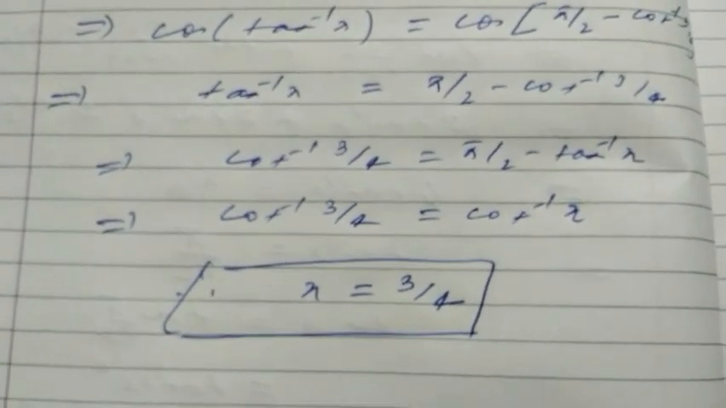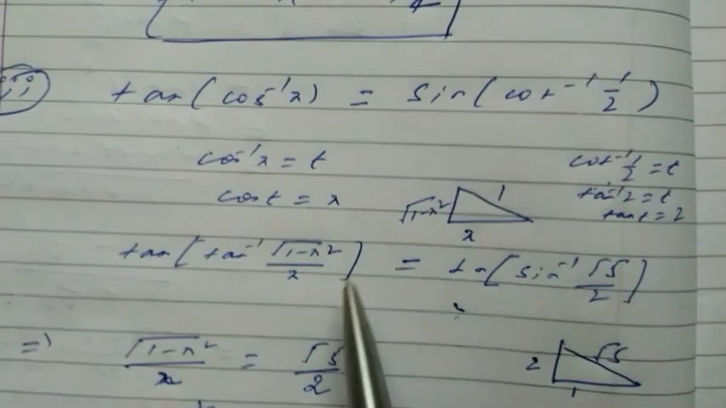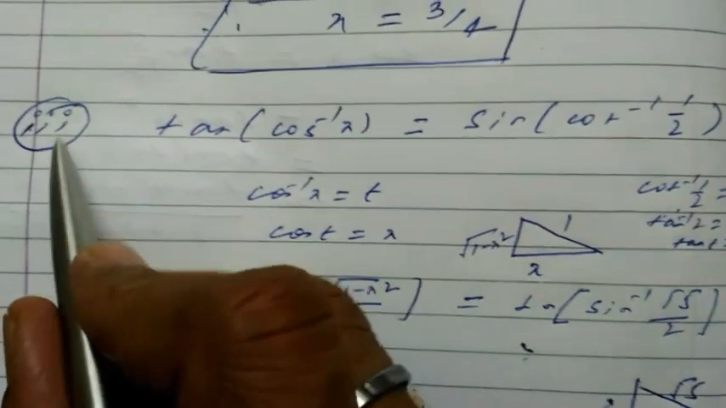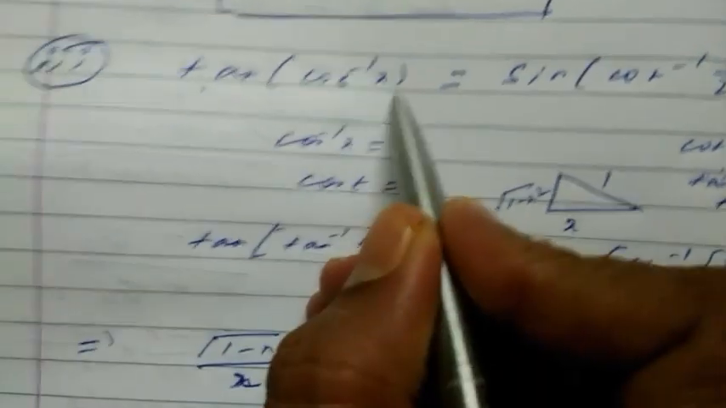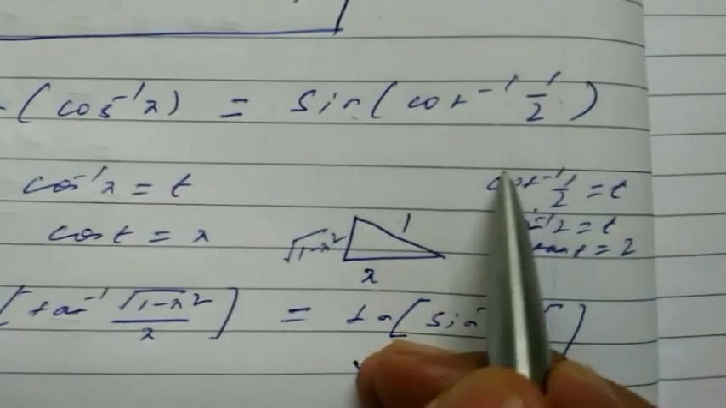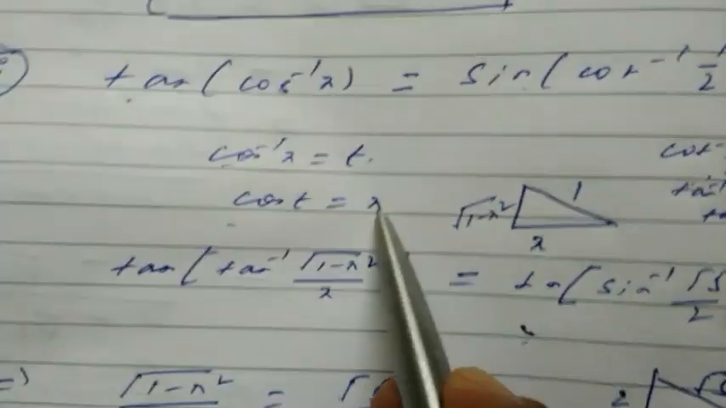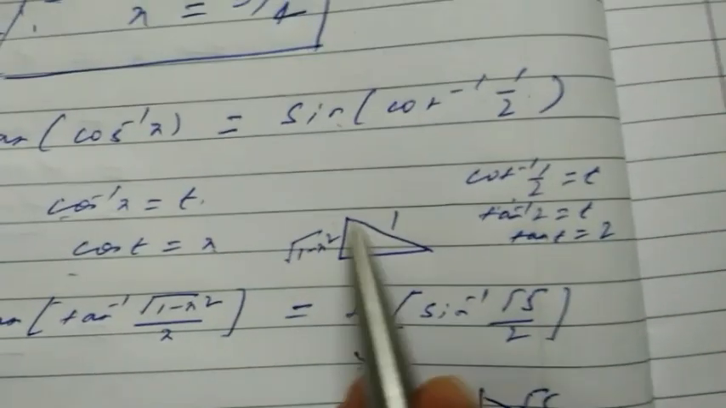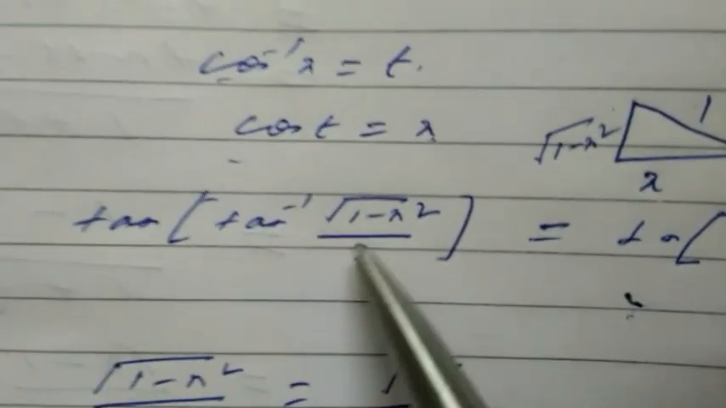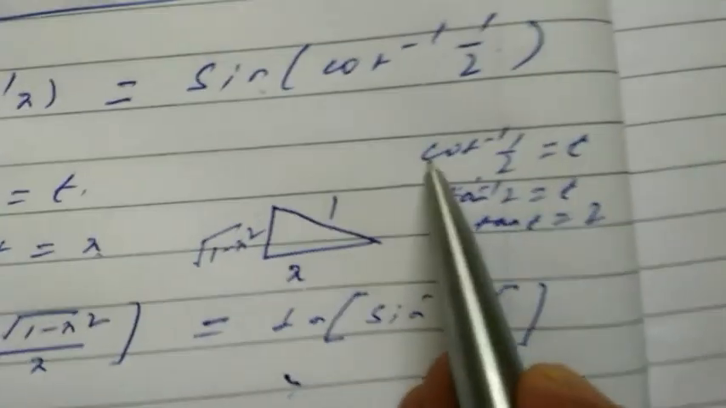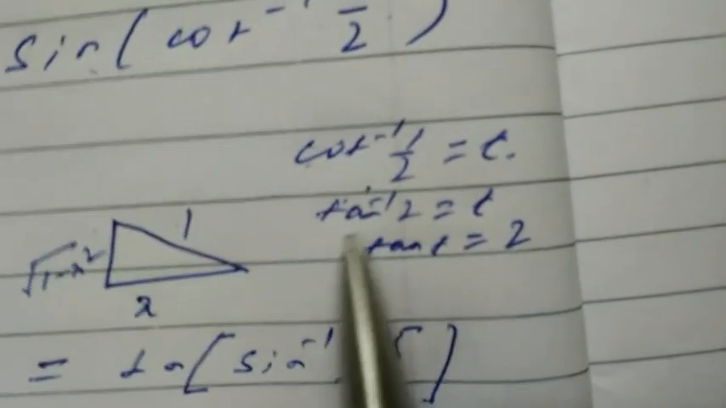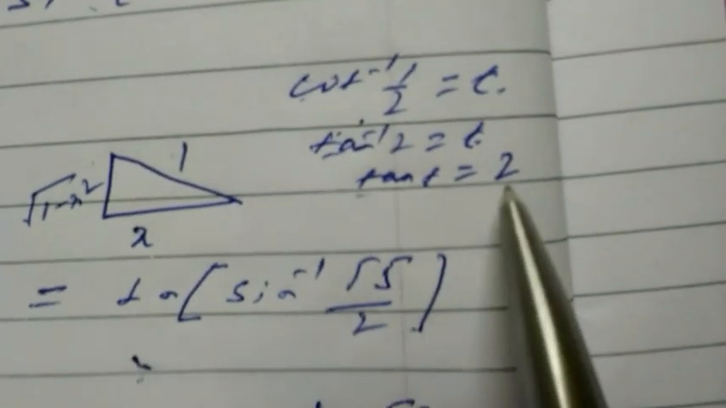Now the third example. I am taking the third problem. This is tan of cos inverse x equal to sine of cot inverse 1 by 2. How do we deal with it so that we can solve for x? We take cos inverse x equal to t, so cos t is equal to x. We will make a triangle, find the base and hypotenuse, and convert it in terms of tan. In the same manner, cot inverse 1 by 2 is equal to some angle, so tan of it is equal to 2.